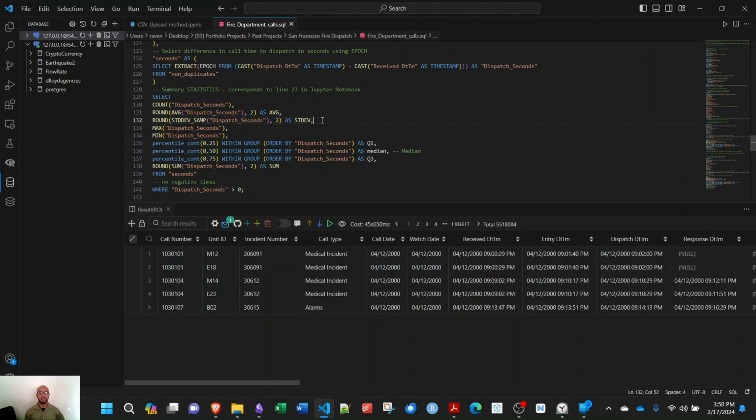Since population statistically is more or less defined as an entire group where you don't miss a single person. Here I have the maximum dispatch time, the minimum dispatch time. I took out the percentiles here, so 0.25, Q1, 0.5, that's median, 0.75, Q3, and I've got the sum here, rounded to 2 decimal points. And I have all these where dispatch seconds is greater than 0.